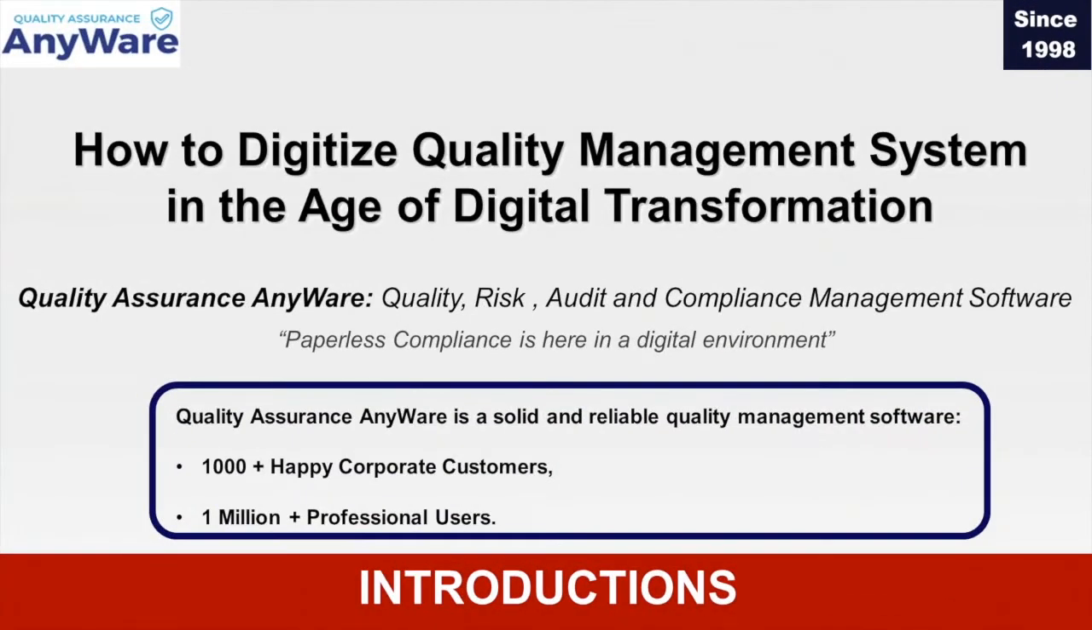So let's talk about Quality Assurance Anywhere a little bit. Quality Assurance Anywhere has more than 1,000 corporate customers in the world and more than 1 million professional users in place. And these numbers are increasing on a monthly basis. So it's a very solid system. It's very reliable. It's a trusted system since 1998, since the first time it was introduced to the marketplace in 1998.